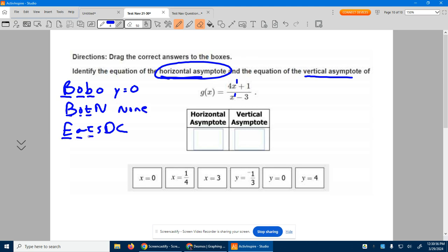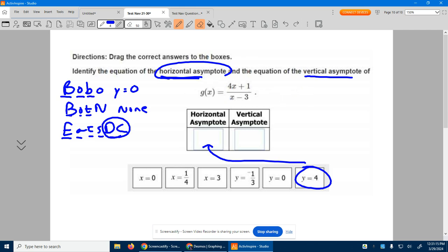And if exponents are the same, which is what we have here, you divide the coefficients. Those are the numbers out in front. So it's 4 divided by this number out in front, which is 1. So it is 4 divided by 1. So it's going to be the line y equals 4. Right here, that'll go into the horizontal asymptote.